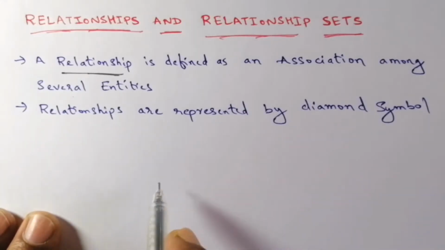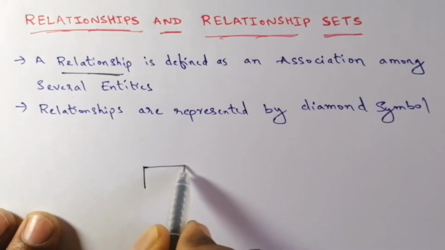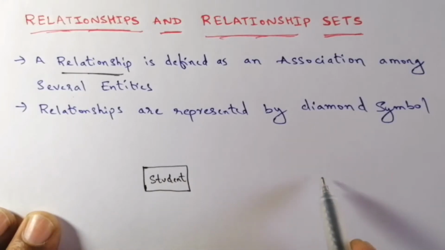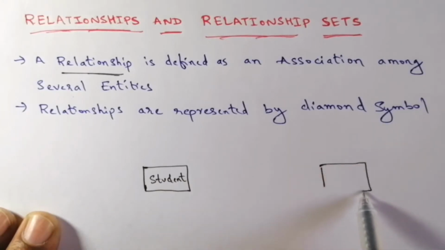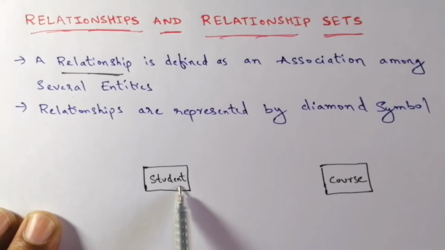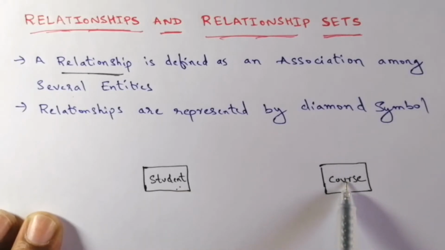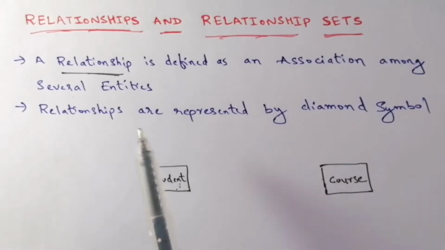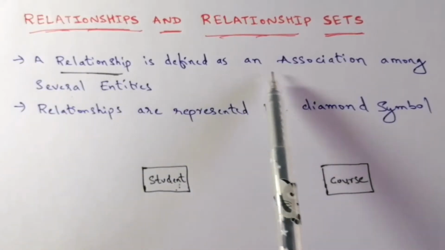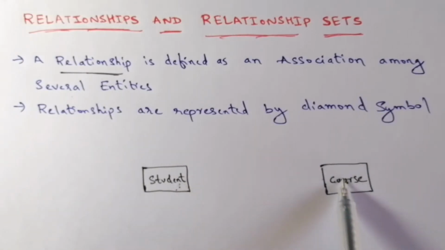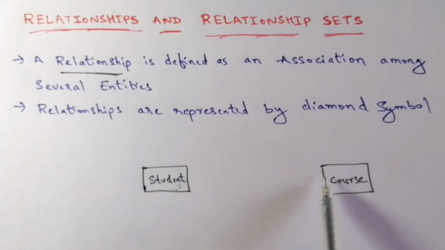For example, let us take an entity named student, and another entity named course. So these are two entities. Now here we know the student enrolls in a course, so there is a relationship between them. So what is a relationship? A relationship is defined as an association among several entities. One entity is associated with the other entity, so we can represent this by a relationship.